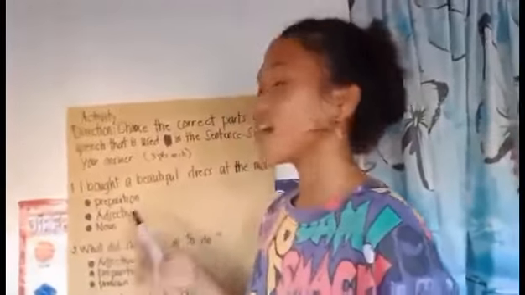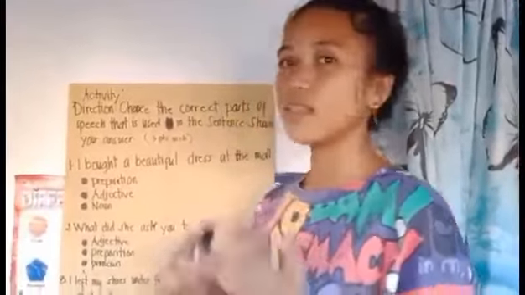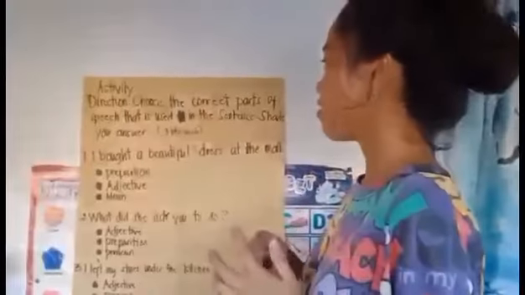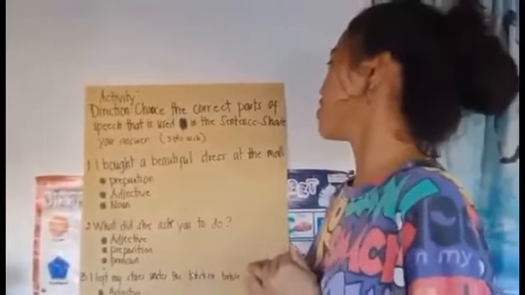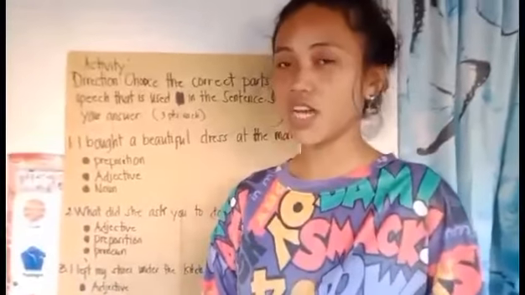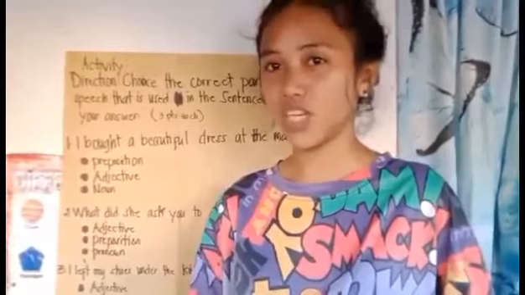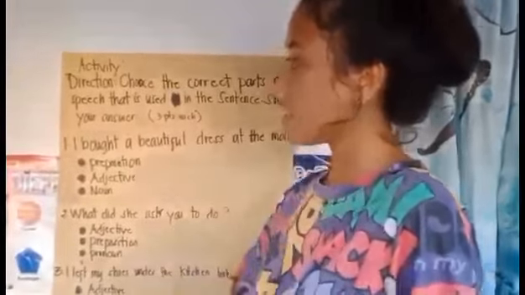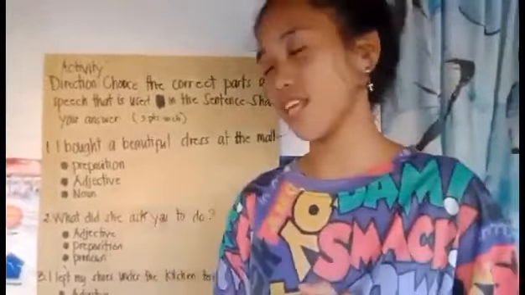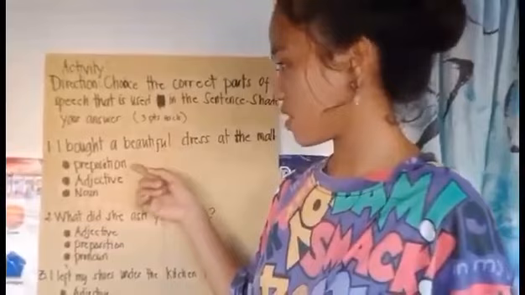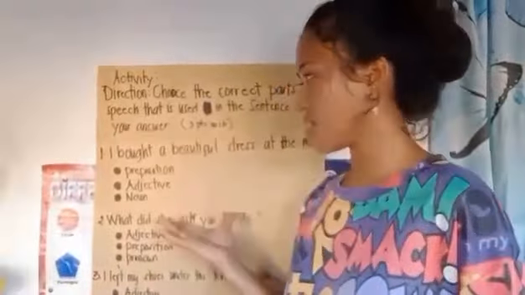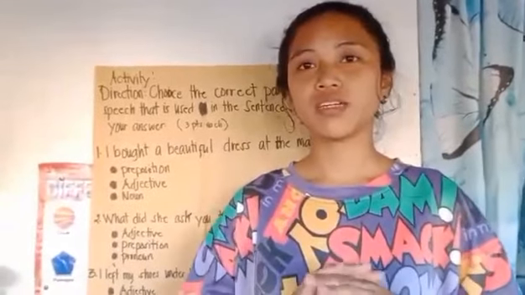Copy and answer this on one whole sheet of paper. But before we begin, we read first the direction. So choose the correct part of speech that is used in a sentence and shade your answer. This is 3 points each and answer it wisely and no cheating. So for example, I bought a beautiful dress at the mall. So choose if this is a preposition, adjective, or noun. I give you 5 minutes to finish this. So start now.